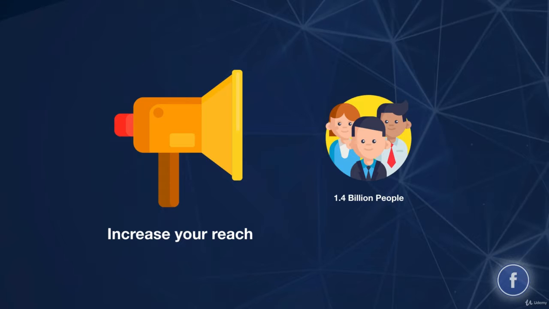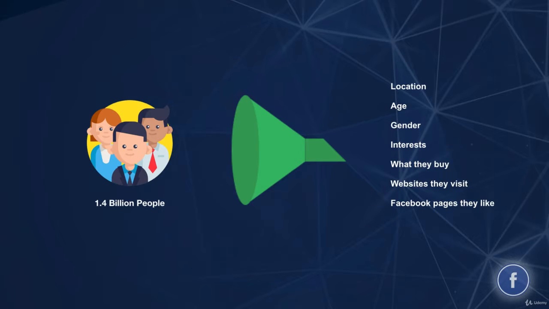So what we need to know is that the purpose of the ads is to increase the reach of our Facebook page. Now, we don't want to reach 1.4 billion people because they're not going to be relevant to our page or our business, and it's not really going to help us. So what we need to know is that we can also apply filters to our Facebook ads. So from the 1.4 billion people, we can filter them through a lot of different things.